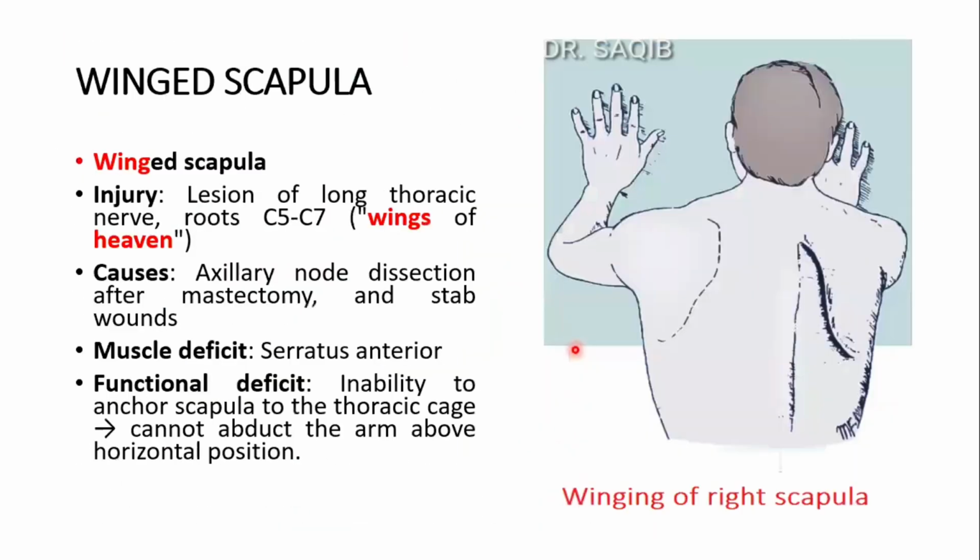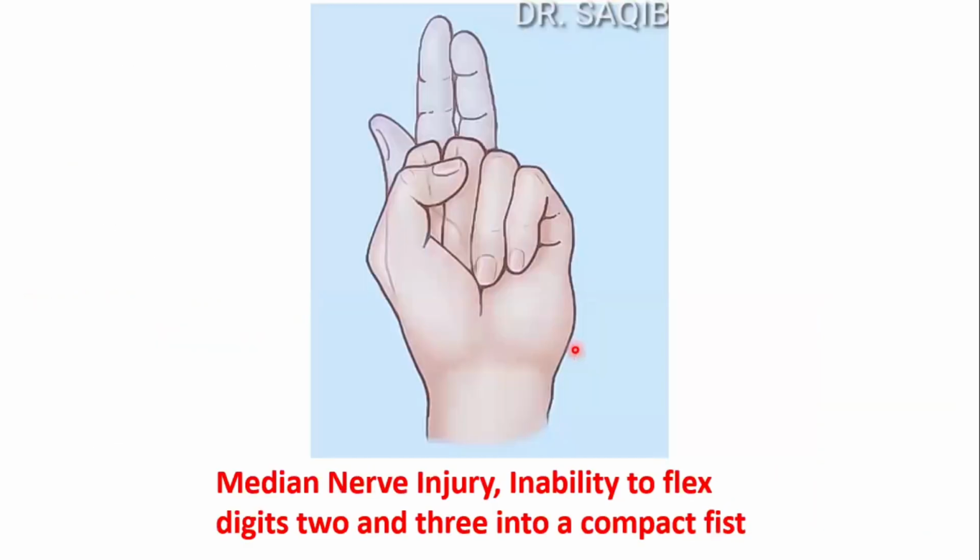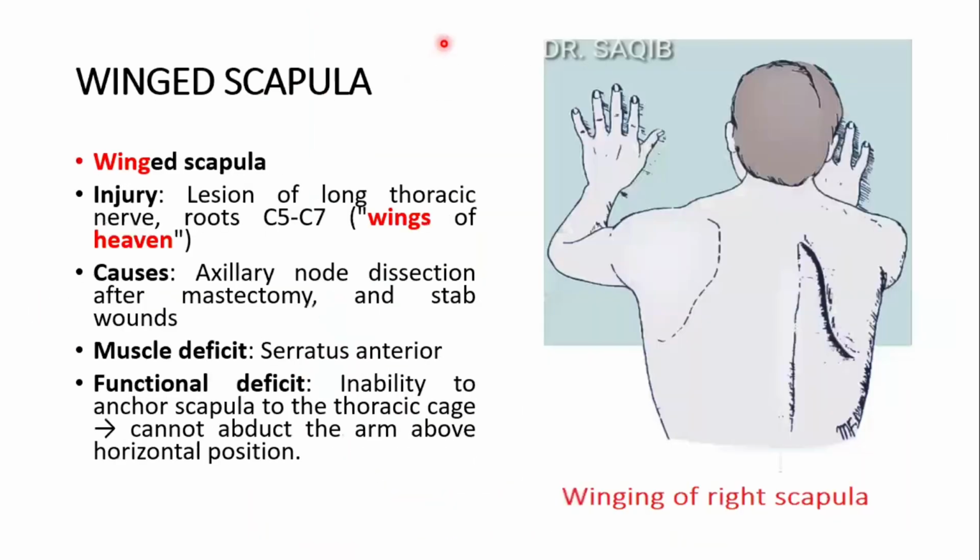Let me show you the picture for the Pope's blessing. You could see this is the Pope's blessing. Median nerve injury, inability to flex digits 2 and 3. These are digits 2 and 3, and they cannot be made into a compact fist, right? They would be in an extended position, right? This is a median claw.